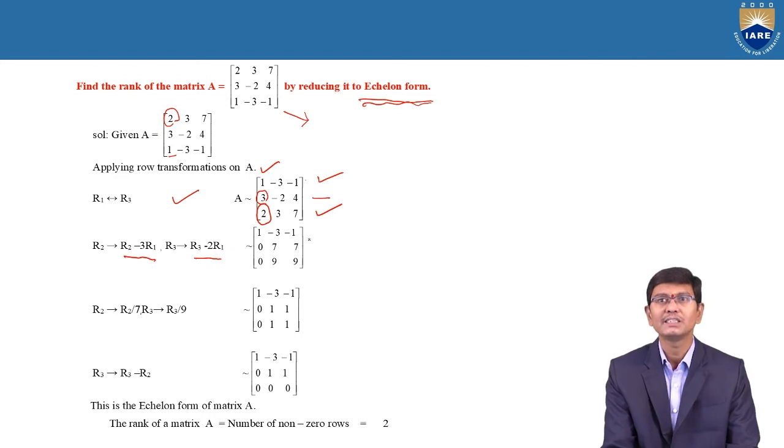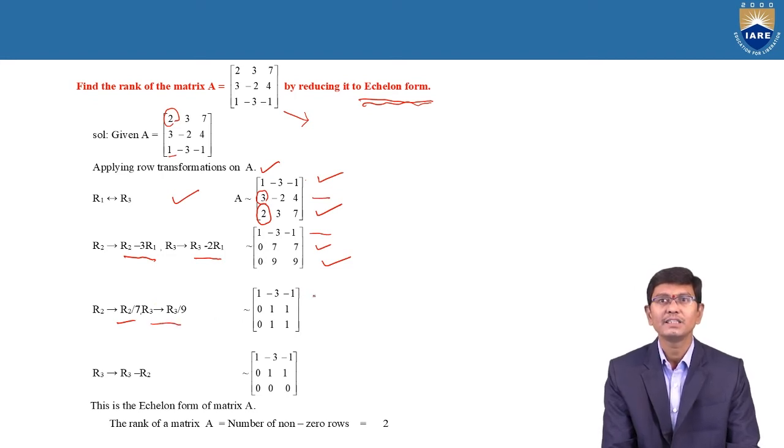Then this matrix is changed to: there is no change in the R1 row, that is 1 minus 3 minus 1. By applying R2 minus 3 R1, the row is changed to 0 7 7, and the third row is changed to 0 9 9. After that, R2 is divided by 7 and R3 is divided by 9.